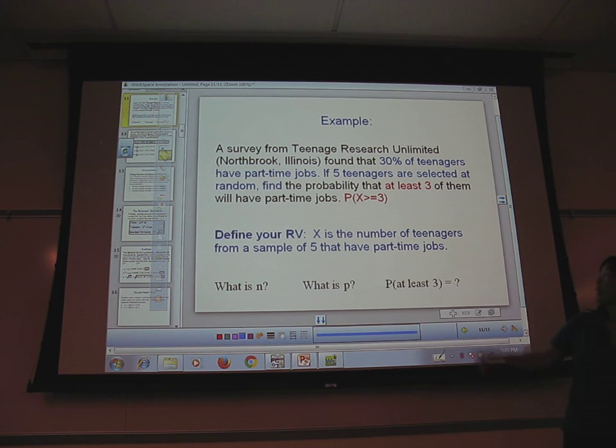N and P are always fixed. Figure out what N and P are. 15 seconds, N and P, find them. Talk to your neighbor, or else I will call on you. Little P.